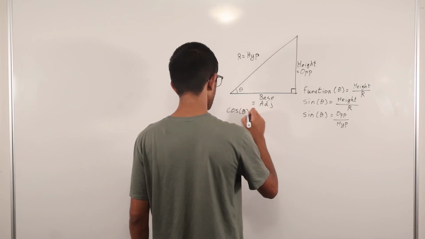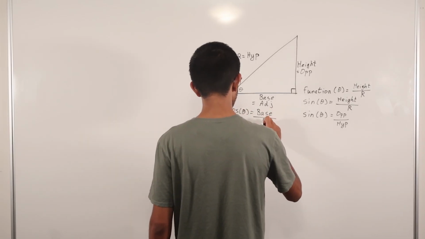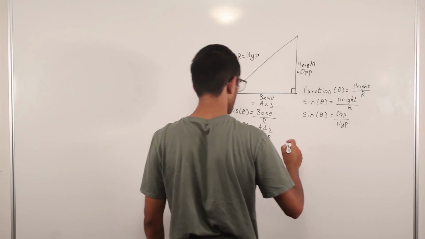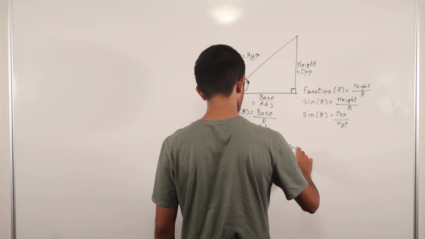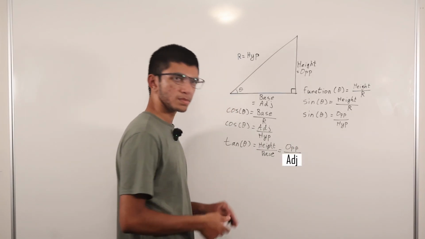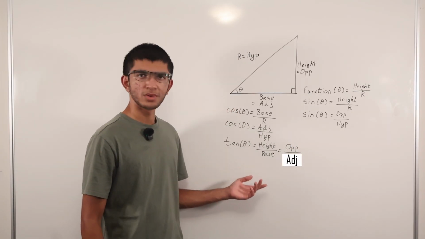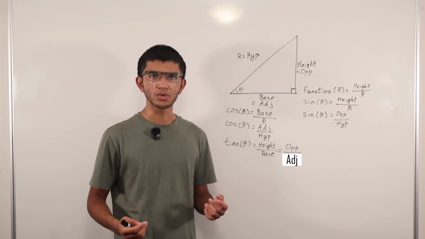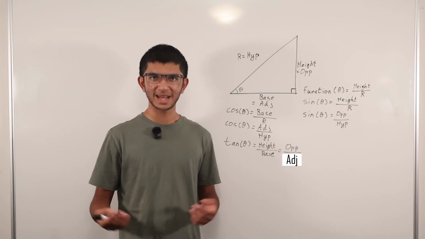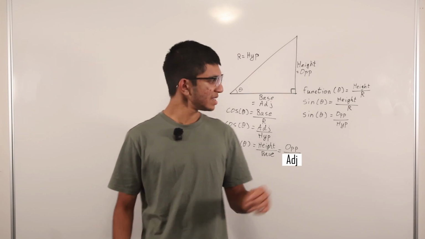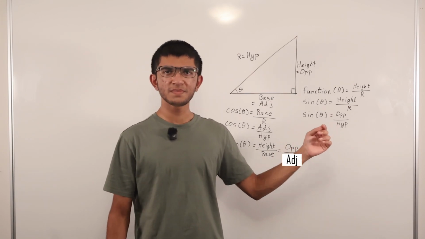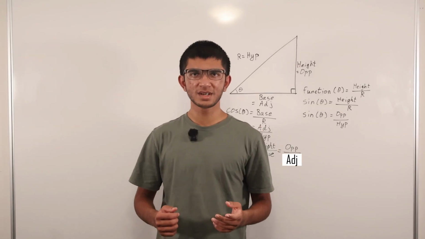We now define cos as a base divided by the radius, or adjacent side over the hypotenuse, and tan as the height over the base, or opposite over adjacent. These ratios don't depend on size, only on the angle, and that's why they work. But this raises a question. If sine is this ratio, how did people actually find its value?